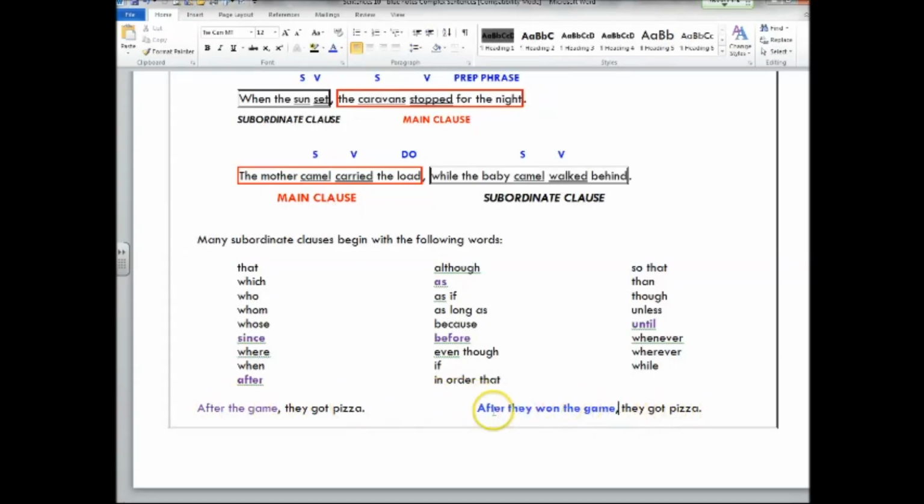Compare that with this example over here. After they won the game, they got pizza. Here, we have a subject they, we have a verb won. Even though I still have game, after is not a preposition in this case. It is a conjunction, and it is beginning our subordinate clause, after they won the game. They got pizza is the main clause. So the way you can tell is to identify, is there a subject and verb following the word? If there's a subject and verb, you have a clause. If there's no subject and verb, you just have a noun, then you have a prepositional phrase.